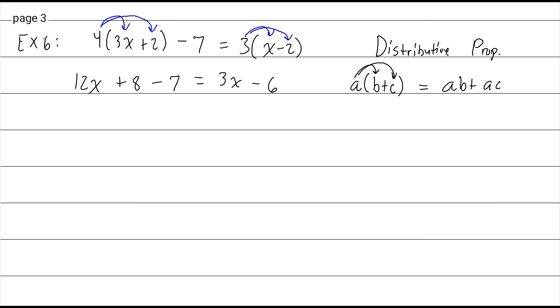Okay, so it's looking more like a normal equation now. I'm going to combine some like terms real quick before I apply another principle, right? Because 8 minus 7 is 1, so I can actually just rewrite this as 12x plus 1 is equal to 3x minus 6. Okay, so let's use the addition principle. I want to focus on canceling out that 3x, so I'm going to subtract or add a negative 3x to both sides.